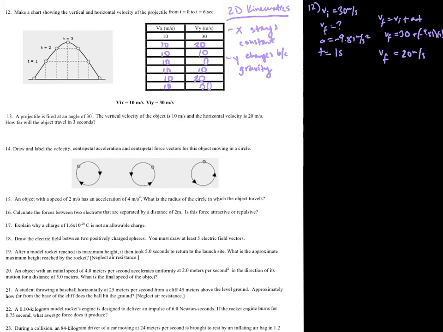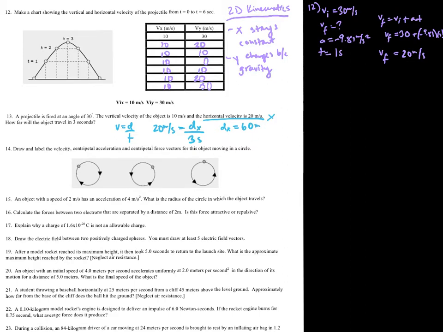Now, number 13. Projectile fired at an angle of 30 degrees. The vertical velocity of the object is 10 meters per second. The horizontal is 20. How far will the object travel in 3 seconds? So we are looking specifically for how far. So that's in the x. So that means we need this horizontal velocity. In the x, we have no acceleration, so our equation is just v equals d over t. So our velocity here is 20 meters per second because it'll stay constant. Our dx we're trying to figure out, and t is 3 seconds. dx has to be 60 meters.